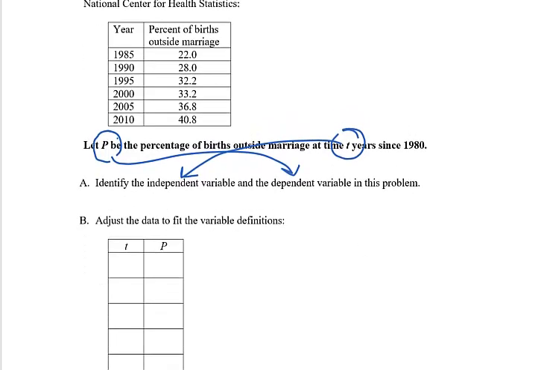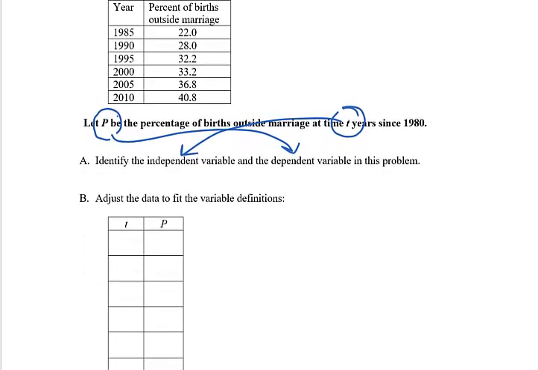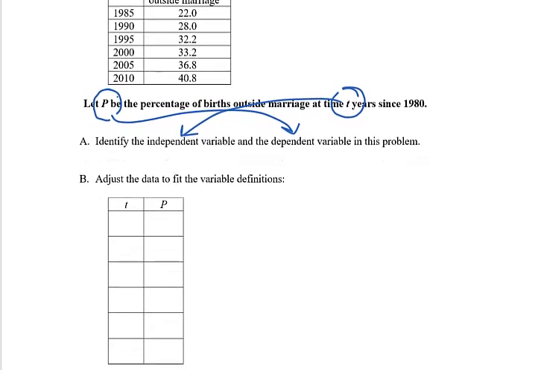Let's go down to letter B. Again, this has been normal for us to have to adjust the data to fit our variable definitions. I don't want to write 1,985 in that box, and I'm not going to. T doesn't stand for the year. T stands for how many years it's been since 1980. So that means 1985 would be 5, and then I would have 10, and so on, counting by 5s down that column.